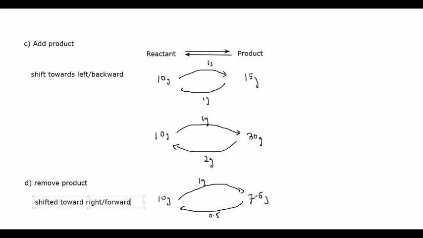So these are the effects of concentration: changing the amount of either reactant or product. These are the factors affecting equilibrium when we change the amount of reactant or product. Is it clear?